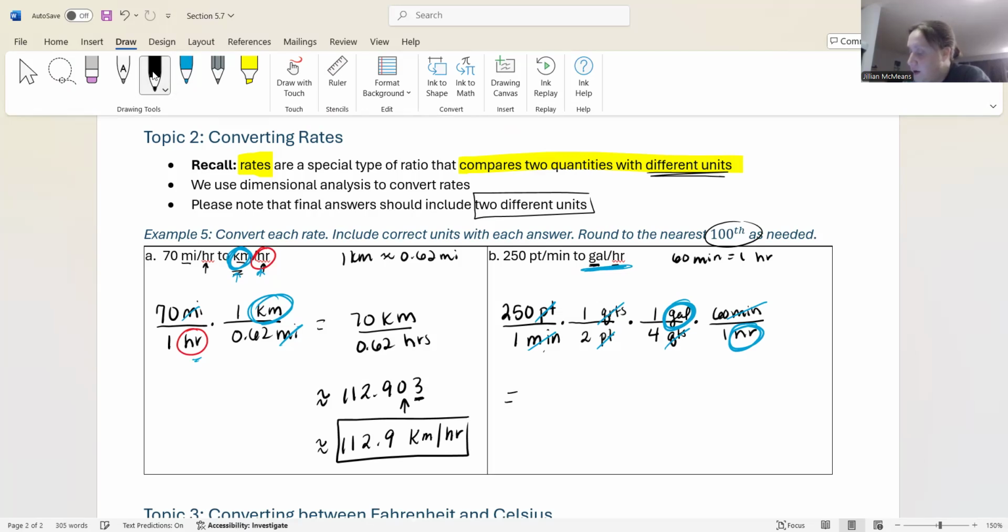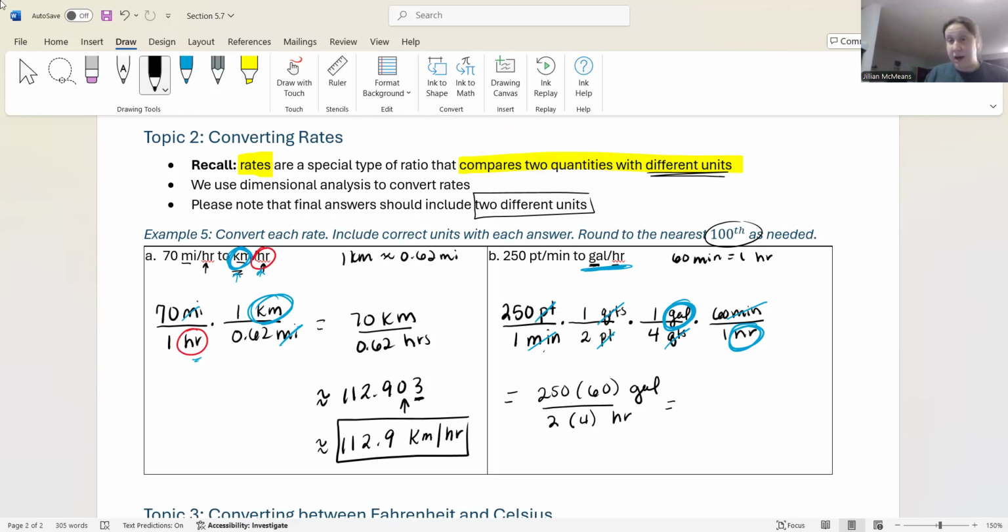So my numerator is going to be 250 times 1 times 1 times 60. Well, 250 times 1 times 1 is just 250. And then times 60, and remember the unit is gallons. In my denominator, I get 1 times 2, which is just 2, and then times 4 times 1, which is just 4, and that's going to be hours. And so we get 250 times 60 in the numerator, and then we get 2 times 4 in the denominator.